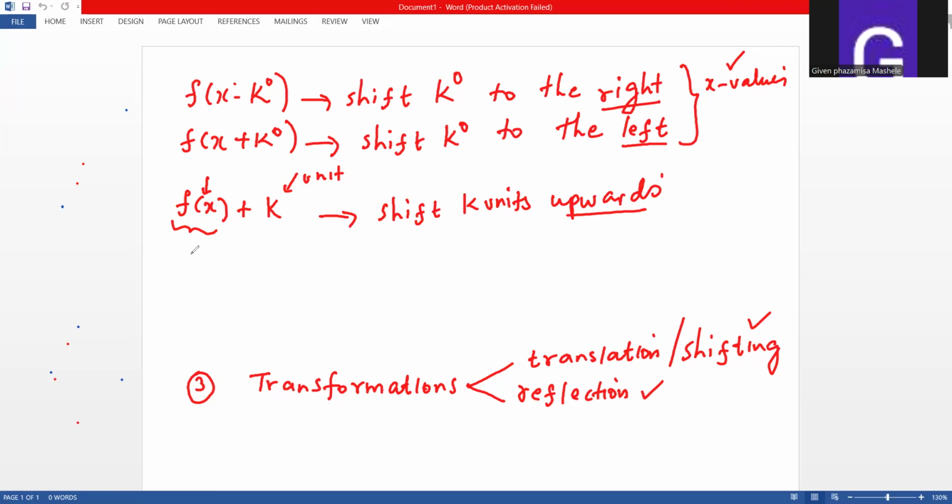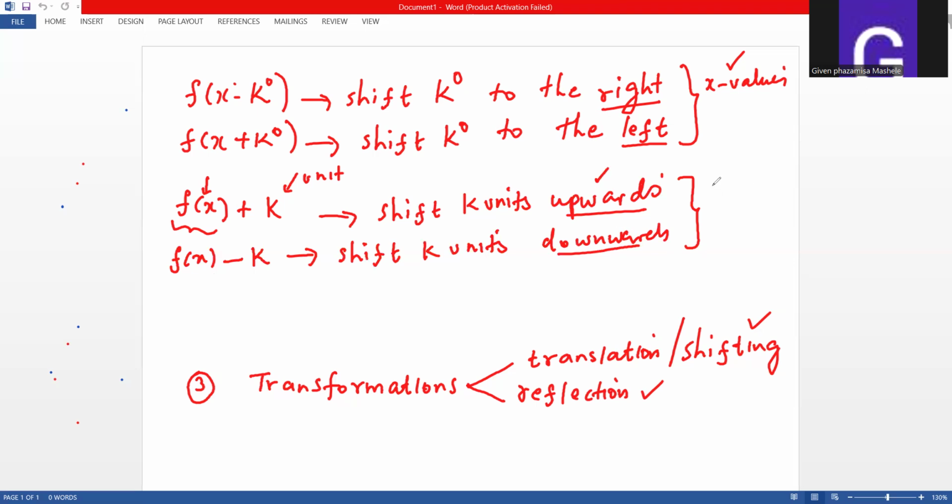However, if we have f of x minus k, then with k as the unit, the graph will shift k units downwards. So in other words, whatever the function is shifting vertically, up or down, it's always affecting the y values. And something that is affecting the y values has to do with affecting the range.